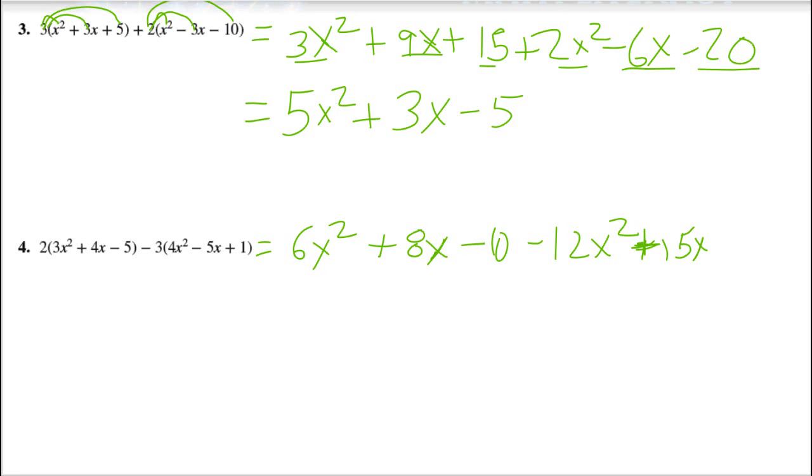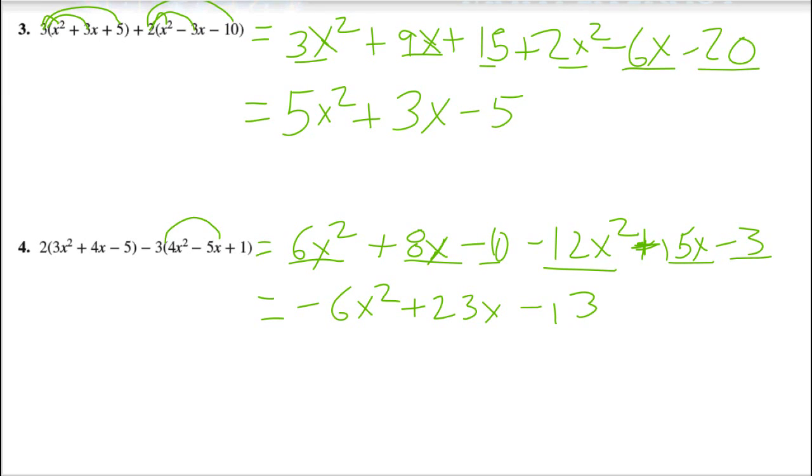And you'll notice I have plus 15x because I'm multiplying negative 3 times negative 5. Okay. If you want to draw the lines as you do this, that's fine. 6x squared minus 12x squared gives me negative 6x squared. 8x plus 15x. Minus 10 minus 3. I subtract a total of 13.